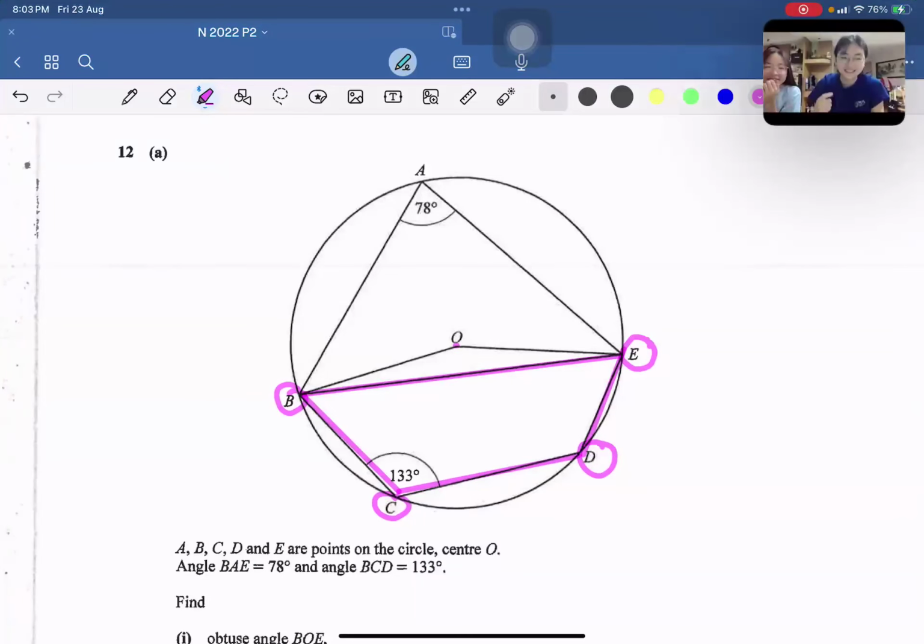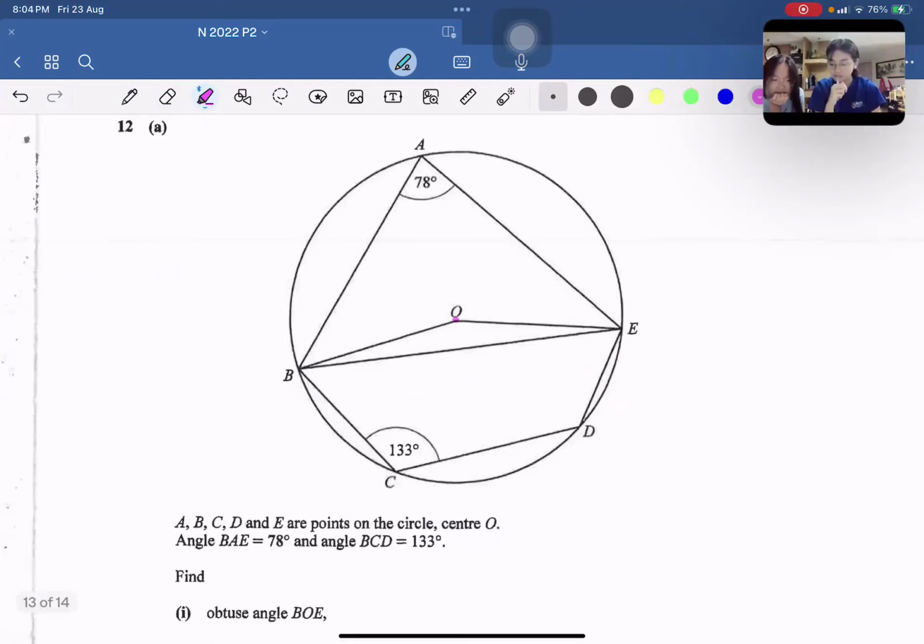Okay, we shall do N-level 2022 paper 2. I'll start off from the questions at the back first. So first part on circle properties. First thing you have to take note: these are all the different points on the circle, and O is the center of the circle.